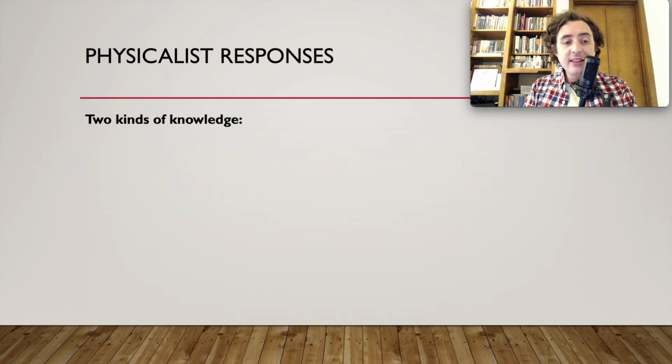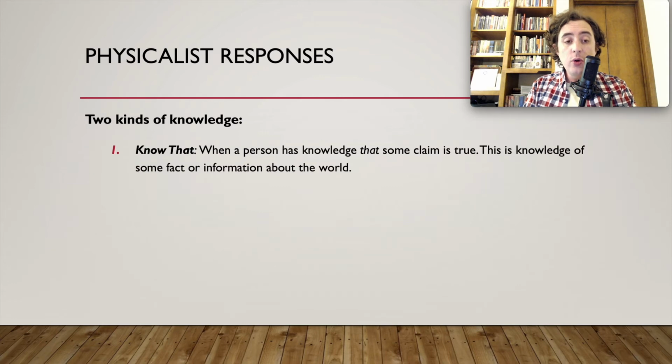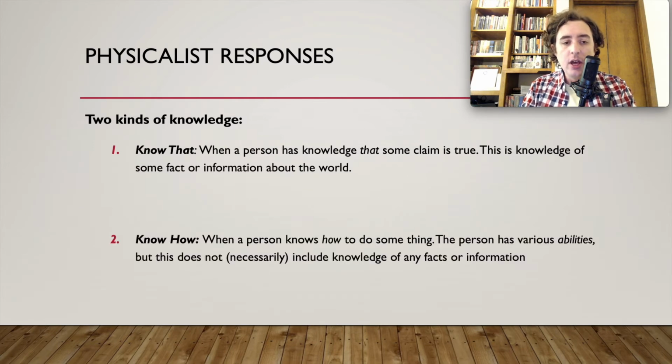So to understand this response, we need to distinguish between two kinds of knowledge. There's know that, when a person has knowledge that some claim is true. This is knowledge of some fact or information about how the world is. But then there's also know how. This is when a person knows how to do something. The person has various abilities, but this does not necessarily include knowledge of any facts or information about the way the world is. Let's consider some examples just to make this distinction more clear.